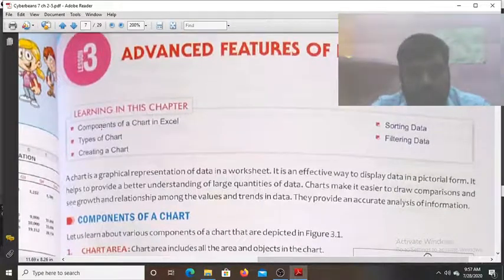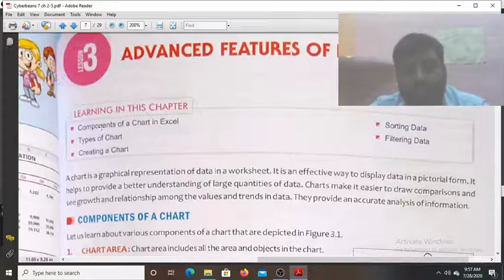Now, what is a chart? A chart is a graphical representation of data in a worksheet. So whatever data you have, if you want to represent it in graph form, and as you know, a graph is very easy to understand. By seeing the graph size, one can visualize whether the value of the data is high or low.